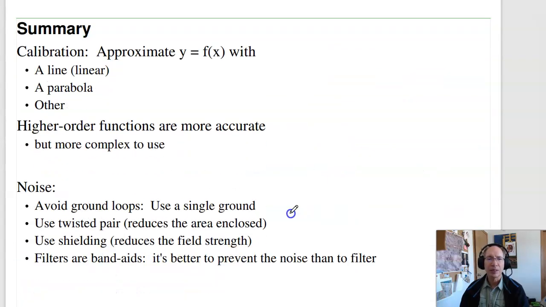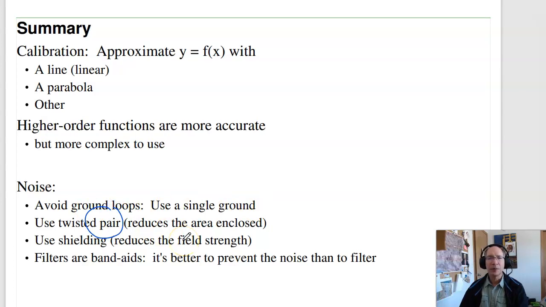So in summary, you've got calibration and noise. Calibration is basically how to approximate a function with a line, a parabola, or some other function. Least squares is a pretty common way to do it. You've also got noise on your sensors. To get rid of noise, avoid ground loops, use a single ground, use twisted pair, or better yet, use shielded twisted pair. If all else fails, use a filter, but really filters are better to be avoided if at all possible. A filter is a band-aid due to bad connections. So use one of these if you can.